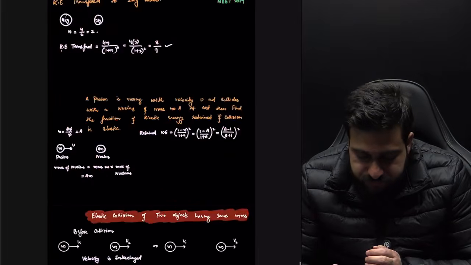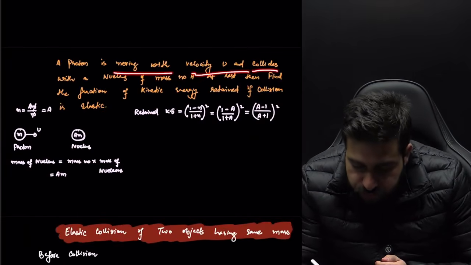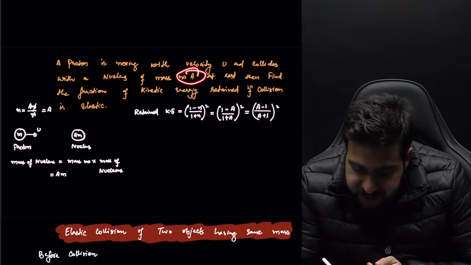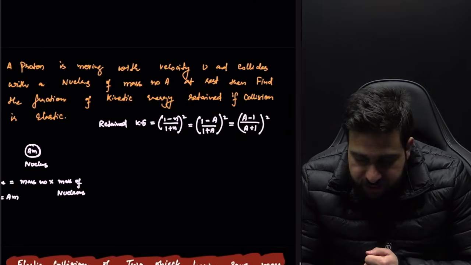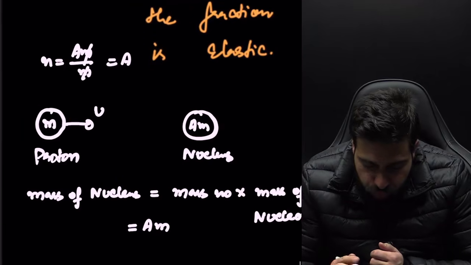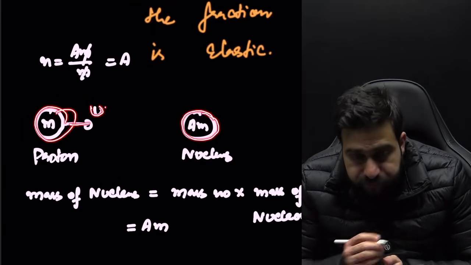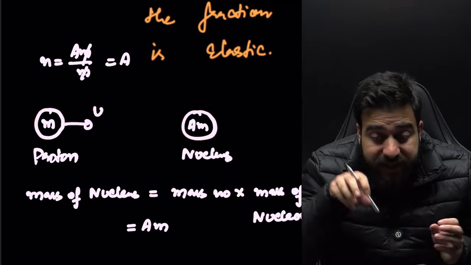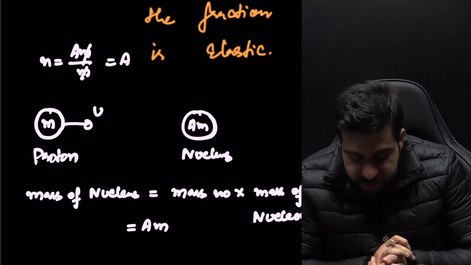8 by 9. Then a proton is moving with a velocity of u, collides with the nucleus of mass number A. So basically there is a proton. In this question it says, you can read the question. And in this question it says there is a proton. It is moving with velocity u. It strikes with the nucleus. Nucleus has mass number A. Mass number means how many number of particles are inside the nucleus. If 10 particles, A is 10. If 20 particles, A is 20.